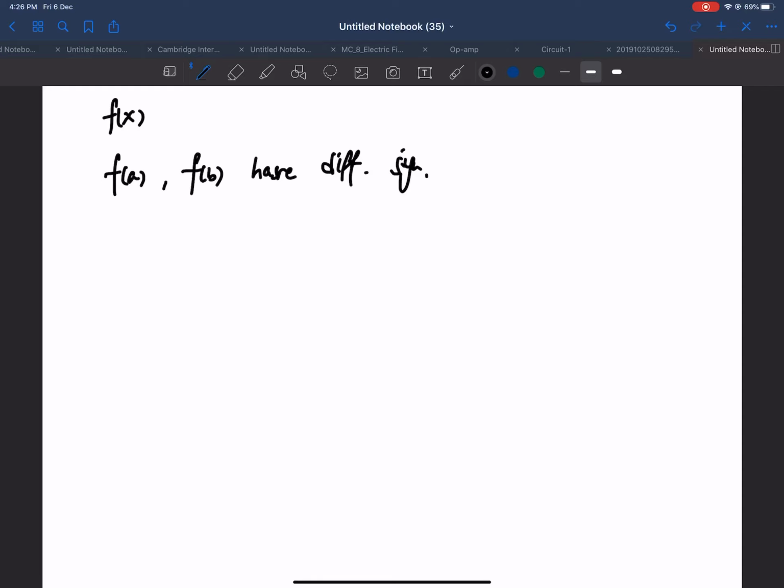Now, if they have different signs, then there exists a solution or root in between a and b. That's an odd number of roots. Not necessarily, it can be an even number. At least one solution. So we don't do some exercise on this one now. This one is so easy. Just substitute those values and show that they have different signs. That's it. So the next one is interval bisection.